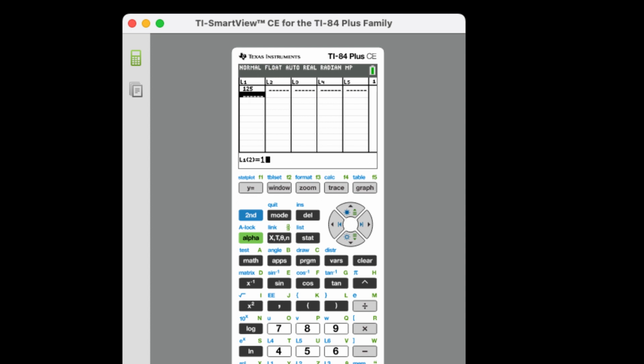125. What's the next one? 115. And then 108. And then 143. And then 120. And then 136. And then 112. And then is it 146 or 145? 145. Is that right? Now what do you guys do?